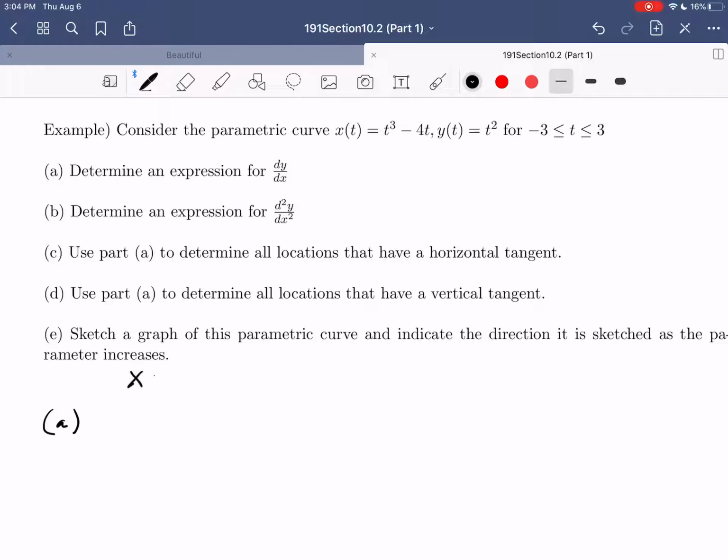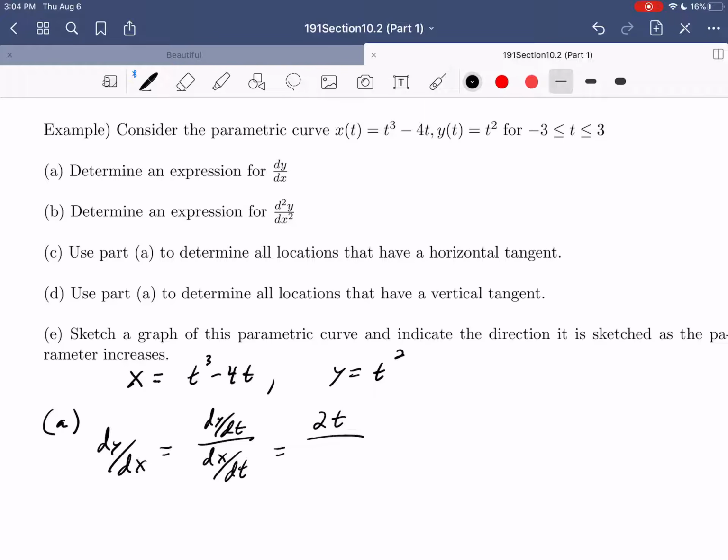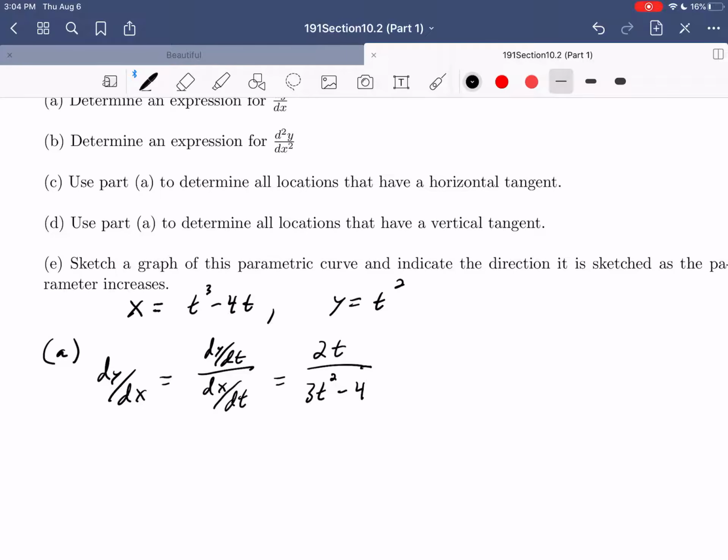So we'll just make a note here. x is t cubed minus 4t, y is t squared. So if we want dy dx, we know that that's going to be dy dt over dx dt. So what's the derivative of y with respect to t? Well, it would be 2t up top, and then the derivative of x with respect to t is going to give us 3t squared minus 4. So there's our derivative of y with respect to x in terms of our parameter t.